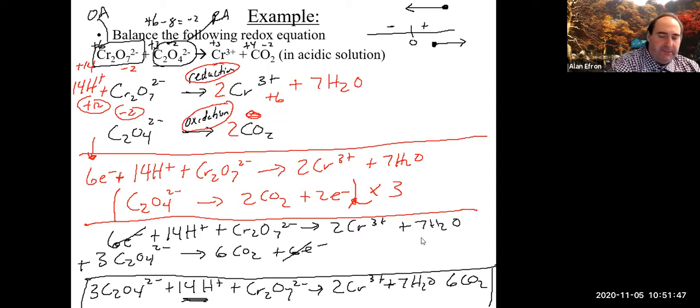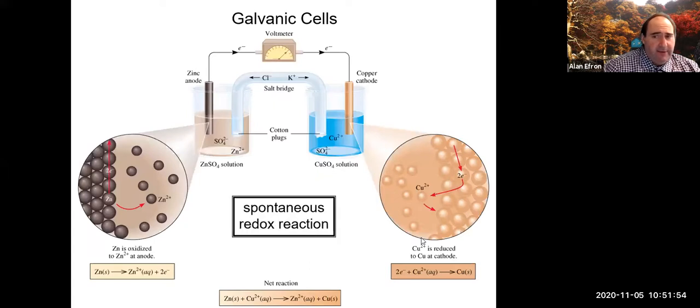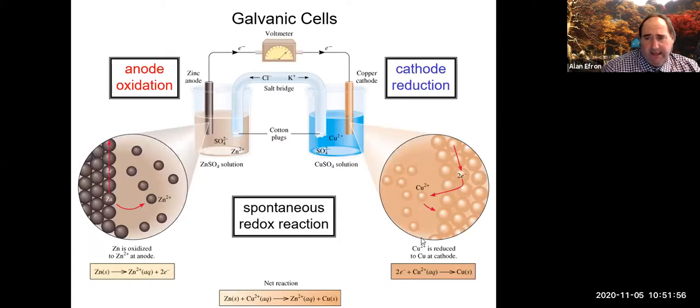Okay. So we're then going to talk about the main part of this chapter, which is putting these together. And we're going to talk about galvanic cells. Really, galvanic cells are nothing more than redox reactions that take place. And this is basically what a galvanic cell looks like if you were to build one in the laboratory. You would have a couple of beakers. You would also have some electrodes here.